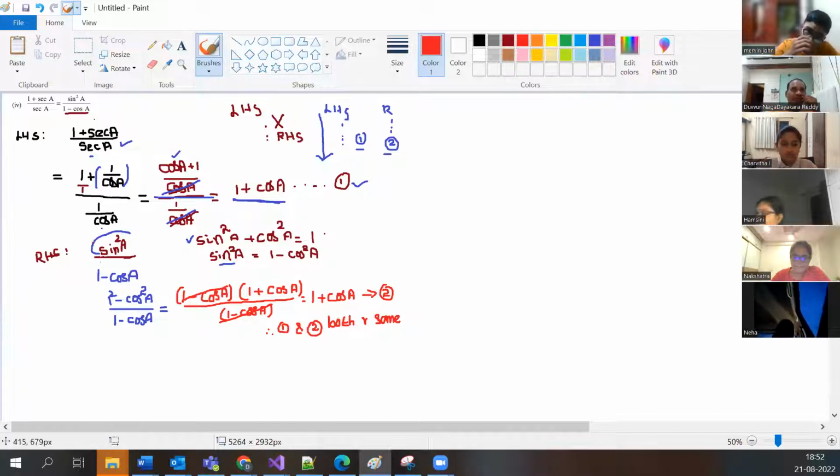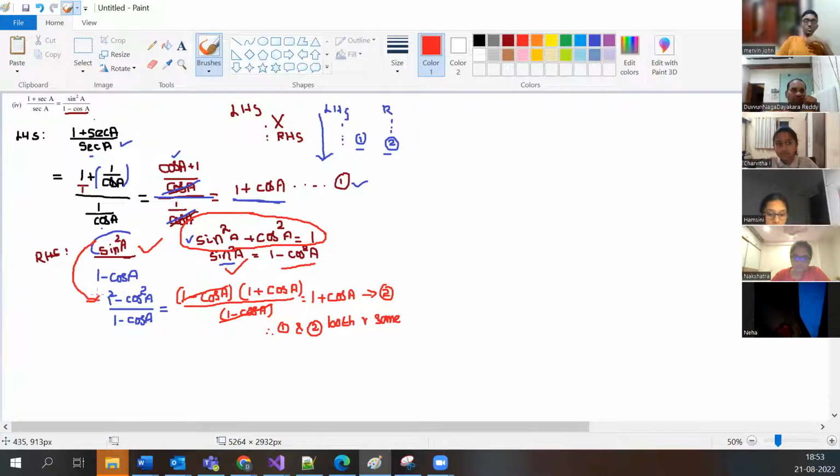RHS is the simple one. What is RHS? Sine square A by (1 minus cos A). We know that sine square A plus cos square A equal to 1. From this, what is the value of sine square A? Sine square A equal to 1 minus cos square A. That is what I replaced here. This sine square A is replaced with 1 minus cos square A. Now, this 1 can be written as 1 square. Why am I writing like that? Because this will become A square minus B square.